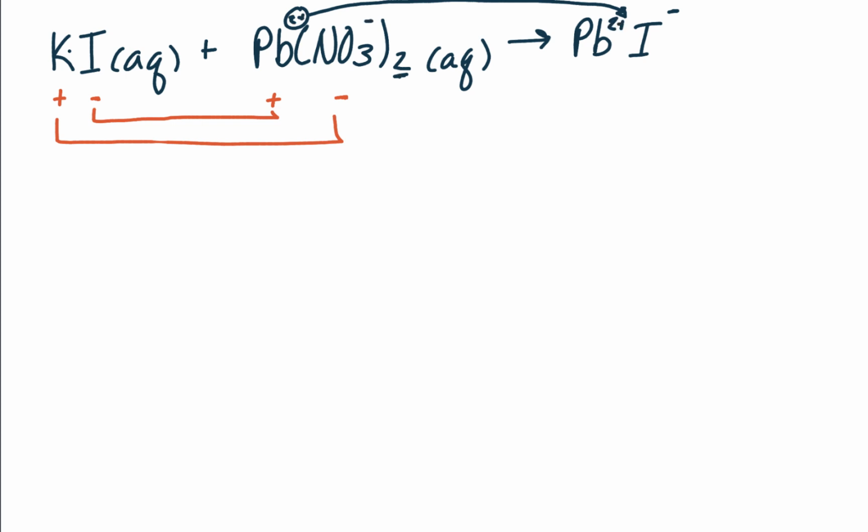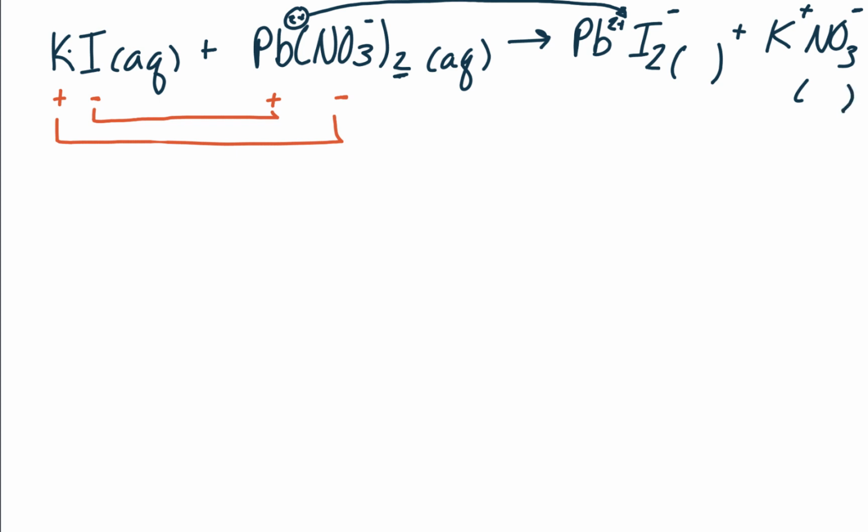So if the lead has a +2 charge and the iodide has a -1 charge, that means that we need 2 iodides to cancel out the charge of that lead. I'm going to put parentheses in here to remind us to go back and look at what state that would be in. Our other product would be potassium and nitrate. Remember to always write the cation in front of the anion. We can look at their charges. Potassium is positive, nitrate is negative, so it already cancels.